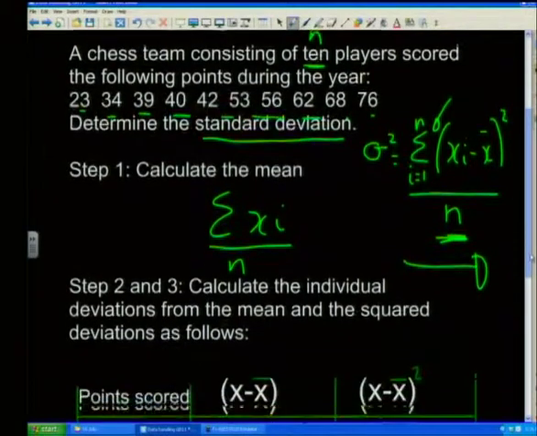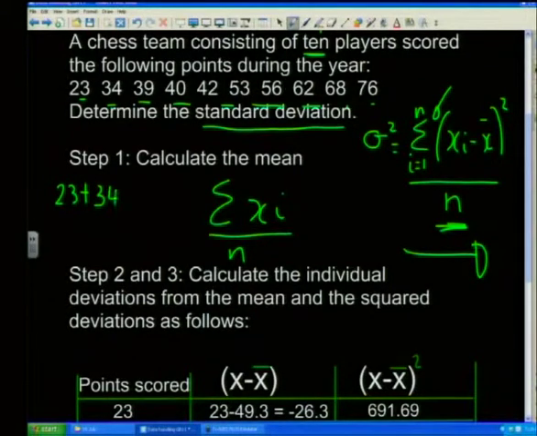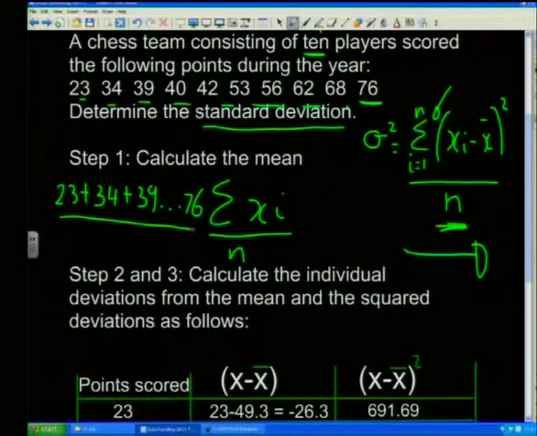Okay, so let's have a look and see if I've got some space to put that down. All right, we're going to try and sneak it all in here. So we add all the values in. We say 23 plus 34 plus 39, and we carry on adding like this all the way to the very last number, which is 76. We add all of those together, and then divide by n, which is 10.